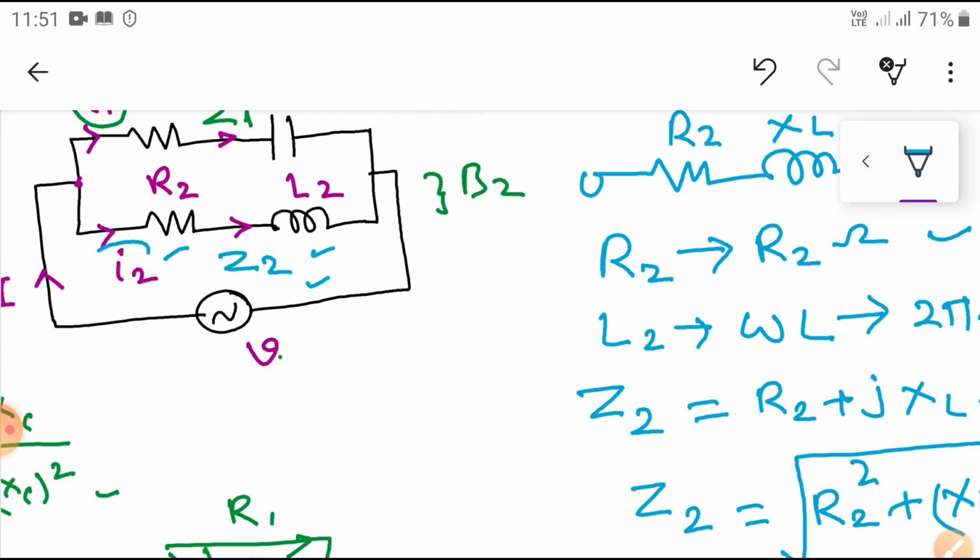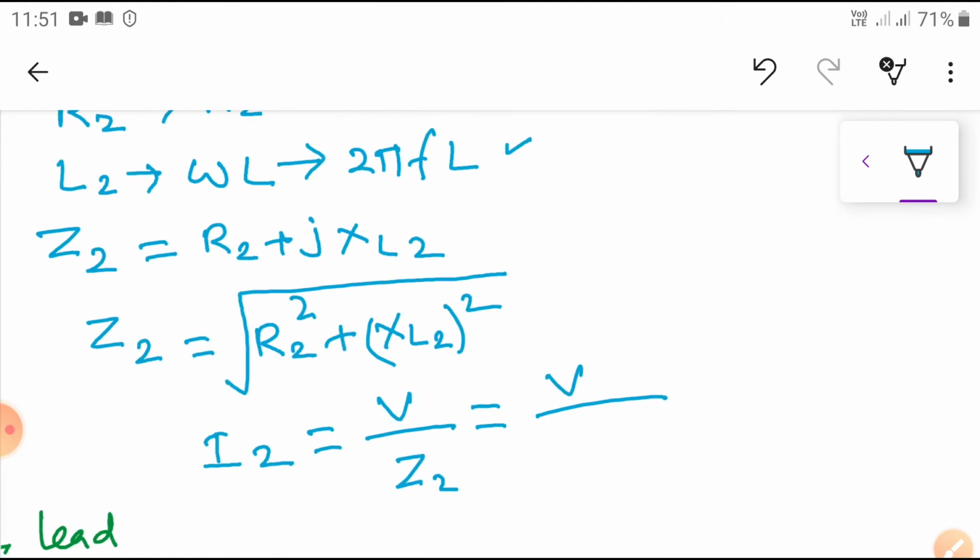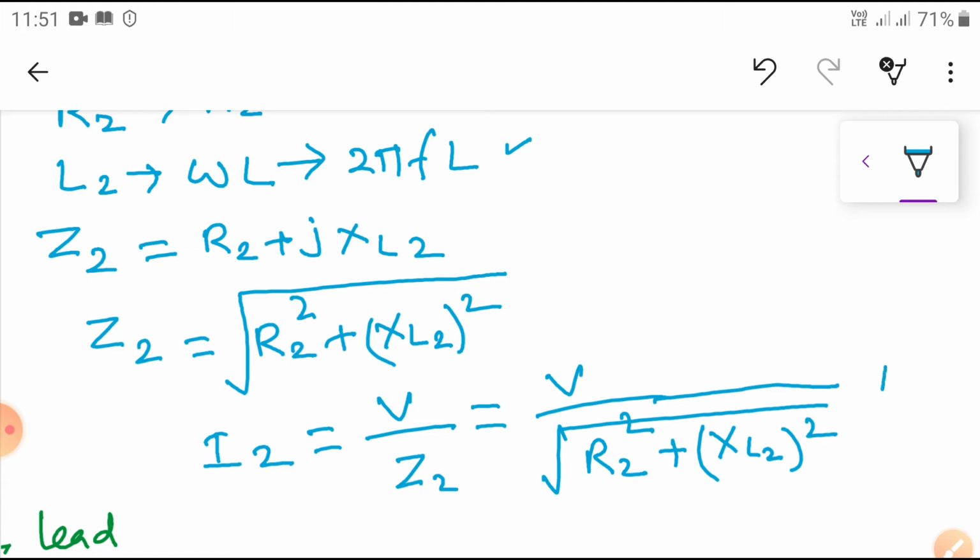I want to know the I2 current. What is the I2 here? So I2 is equal to V by Z2. Okay, so here V is given and Z2 is equal to whatever the value, that is equal to root of R2 whole square plus XL2 whole square under root. Then we are going to get it in amperes. Then I2 is known.